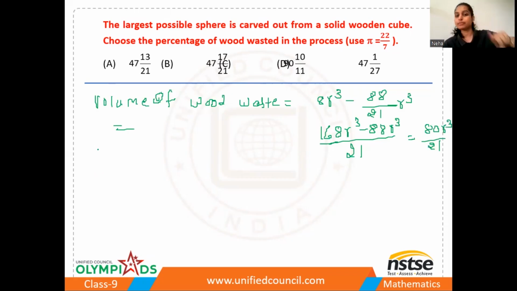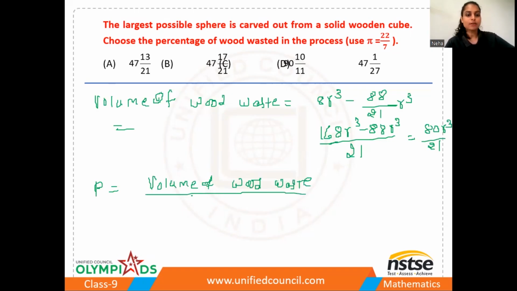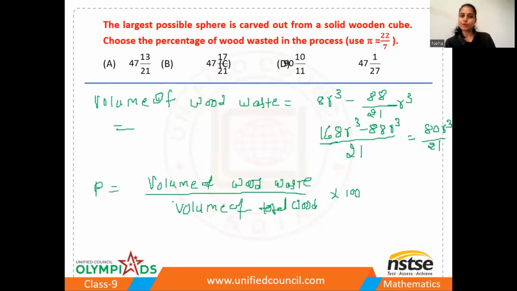Now we have to find out the percentage. So the percentage will be the volume of wood waste divided by the volume of total wood, multiplied by 100. This is how we calculate the percent, like the scoring marks upon the total marks into 100. So the same method I am using here.